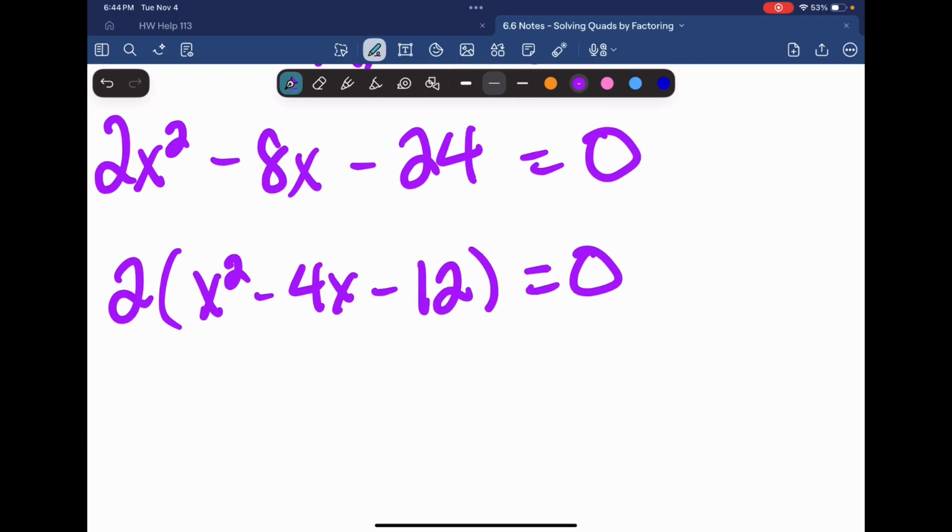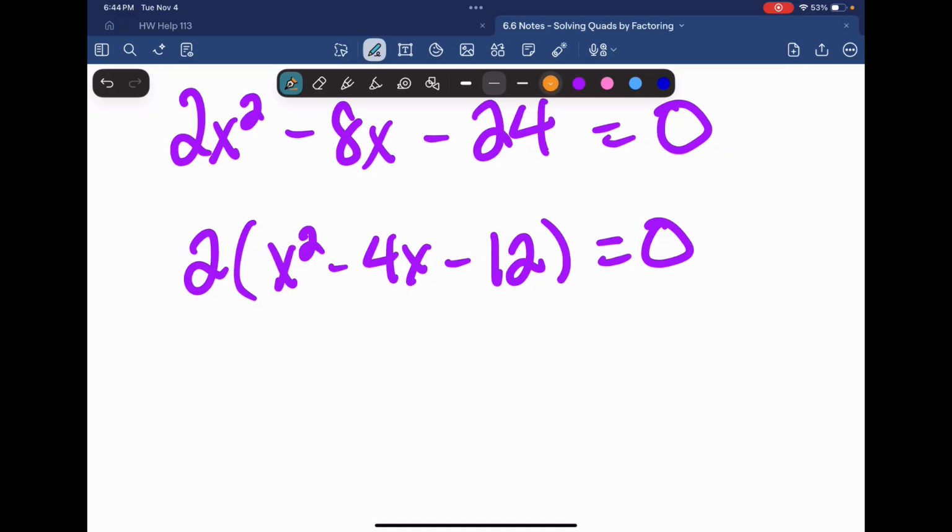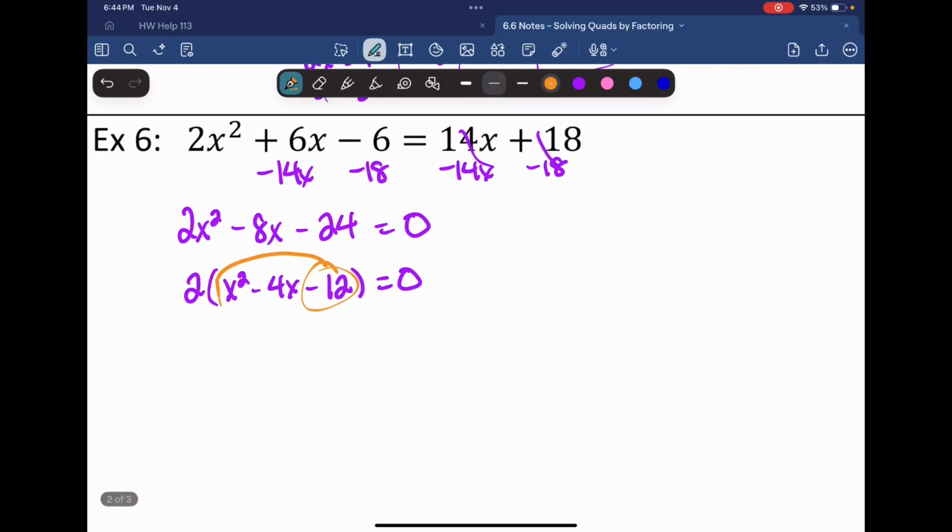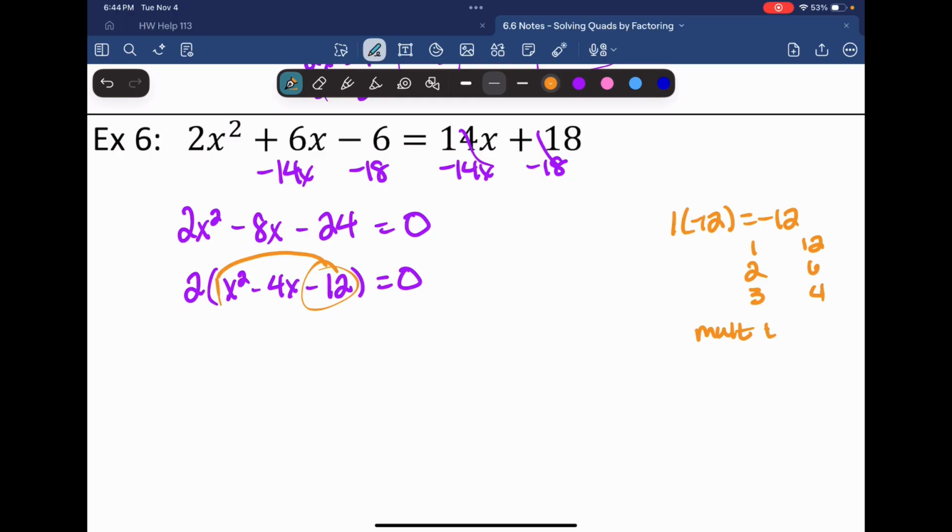Okay, so I'm going to factor the inside. I'm going to ignore that 2. We're just going to factor the inside. Leading coefficient's 1. Constant's negative 12. So we're going to multiply 1 by negative 12. Factor pairs. So it's got to multiply to negative 12, but add to negative 4. So this time we have a negative b and a negative c. This means the big factor is negative.